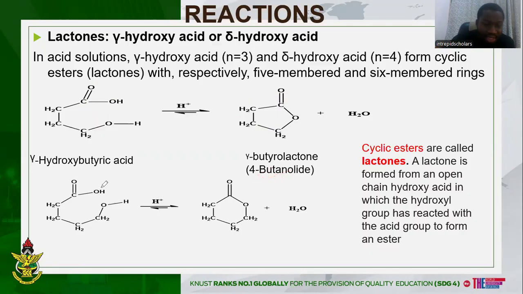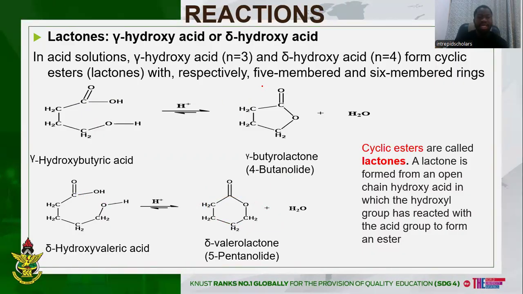Now, when it comes to the delta, the same thing: the OH will go away, the H will go away, and will form a direct link between this and that, and that will give us the 6-membered ring, right? The 6-membered ring. The pentanolide is 5-pentanolide. Very simple. Now we are saying cyclic esters are called lactones.